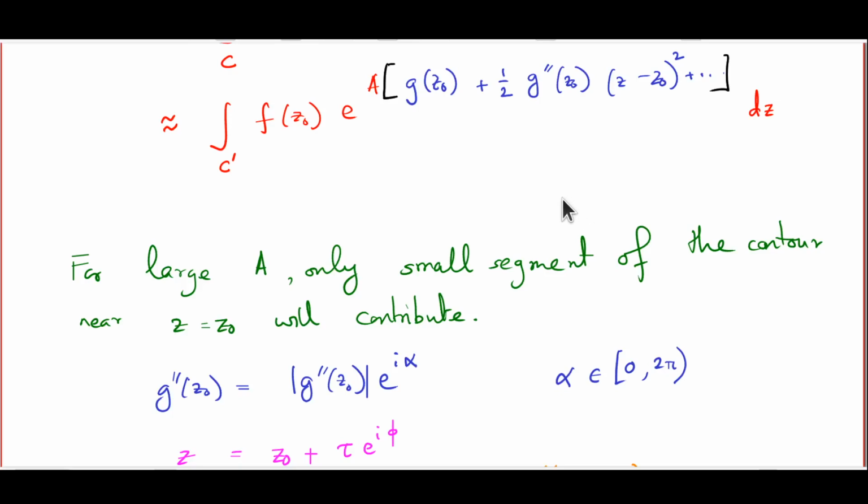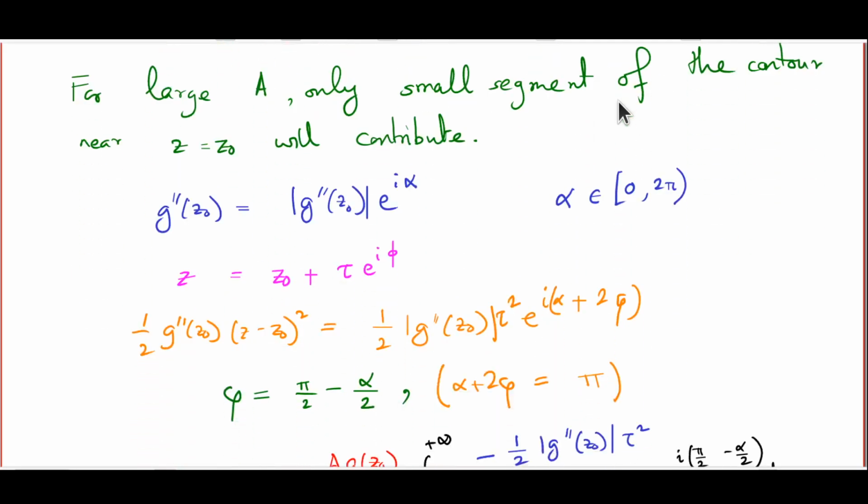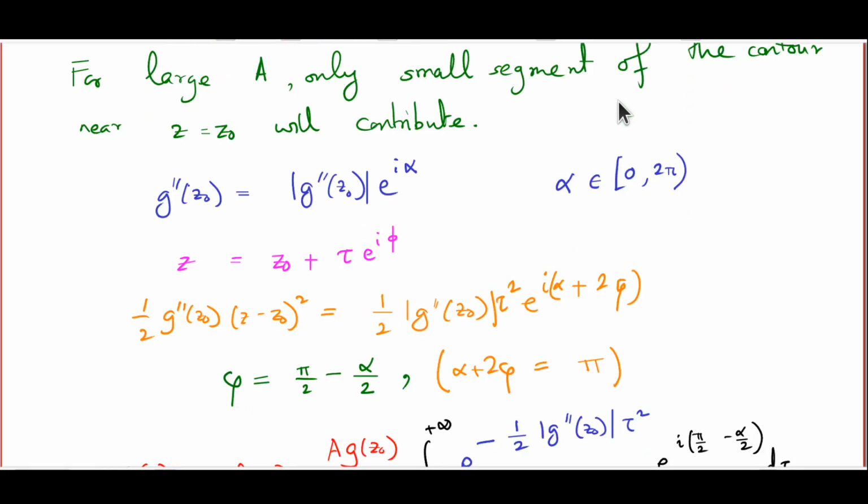Now, our job is to try to find the direction in which the contour has to cross the saddle point in order to produce the steepest descent. And that's pretty easy to figure out, because all you really need is that this term in the exponent, the half g double prime z0 by z minus z0 whole square, causes the exponent to fall as fast as possible. And that will of course happen if this thing is purely negative. Now note that when you are close to the saddle point z0, you can write z as z0 plus tau e to the I phi, but tau and phi are both real.